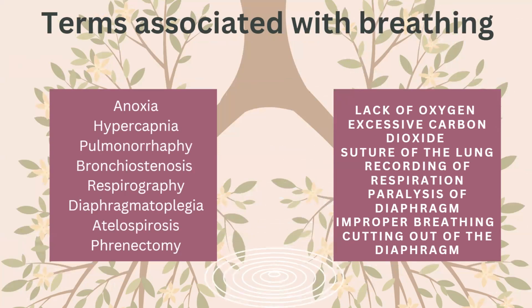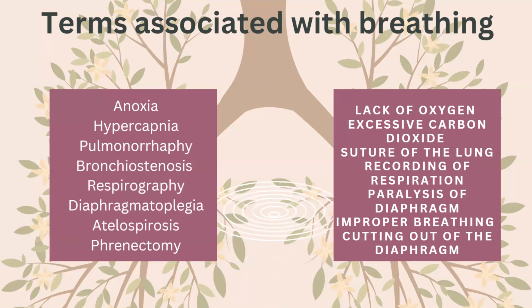Okay, anoxia, we see that AN prefix. So remember, A and AN are both without or lack of. So that's going to be a lack of oxygen. Capn, or capn, that is our root for carbon dioxide. So excessive carbon dioxide is hypercapnia. Our suffix raphy here is going to mean suture, and pulmon/o is a combining form for the lung. So pulmonoraphy is going to be a suture of the lung.